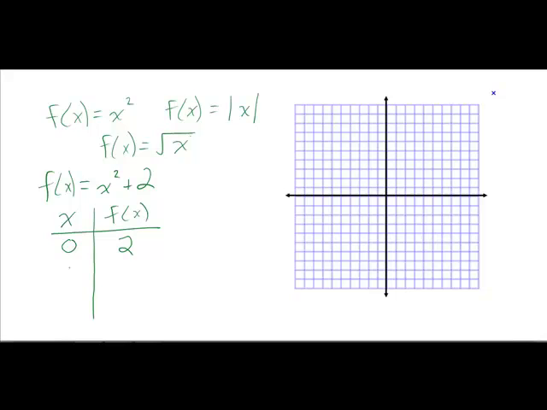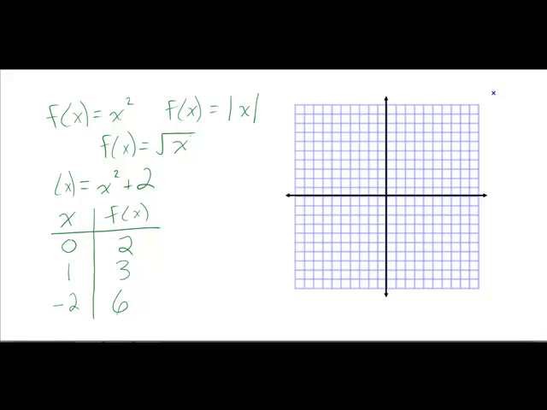Interesting. What if x is 1? If x is 1, 1 squared is 1, plus 2 is 3. What if x is negative 2? We'll just go with negative 2, that's fine. Negative 2 squared is 4, and 4 plus 2 is 6.